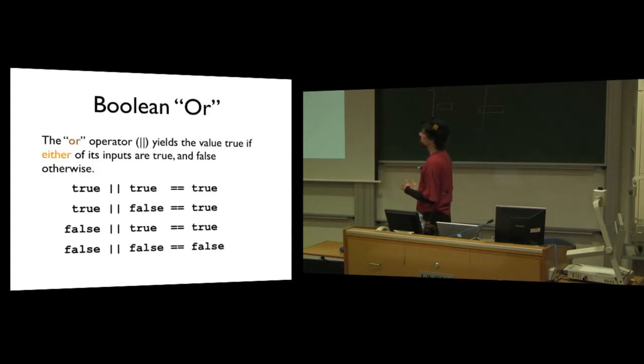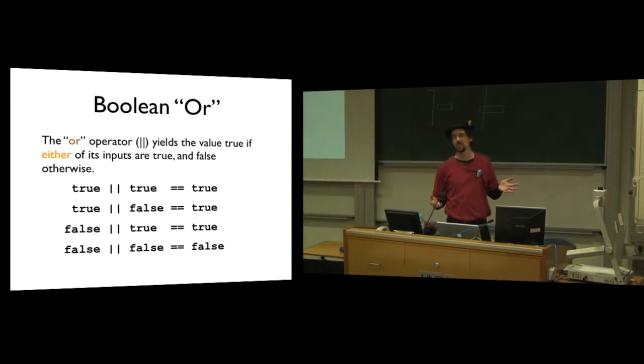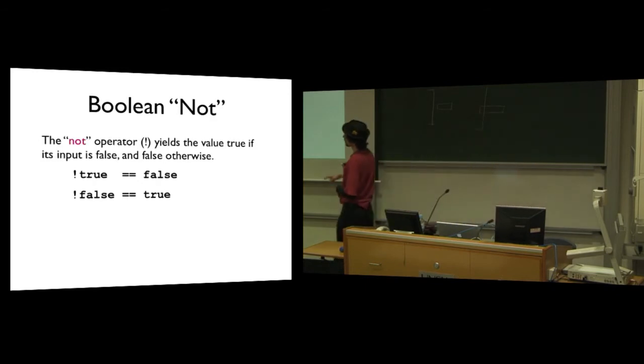On the other hand, we have the OR operator, which says if at least one of two things is true, it returns true, otherwise it returns false. So true or true is true, true or false is true, false or true is true, false or false is false. So we could say if A or B, then do something, which will do it if A is true, or if B is true, or if both of them are true. But if they're both false, then it won't work. The not operator only takes one input, and you put the exclamation mark before the input. So not true is false, not false is true.